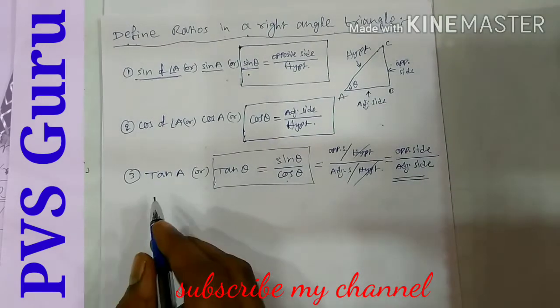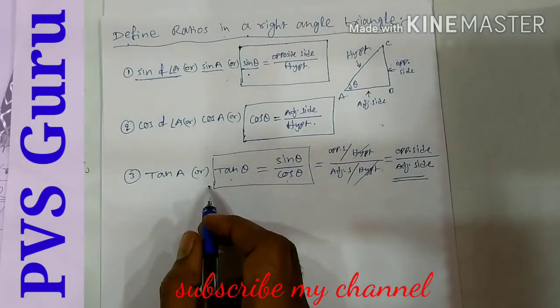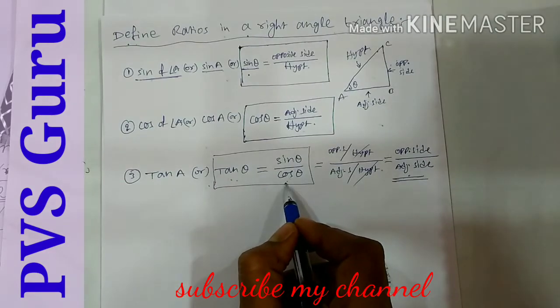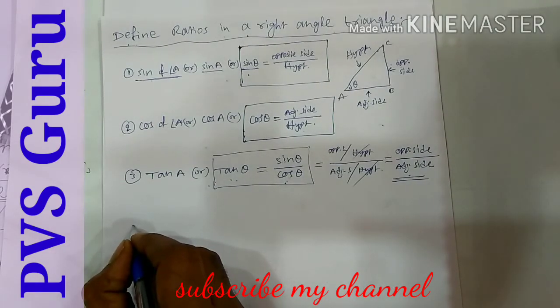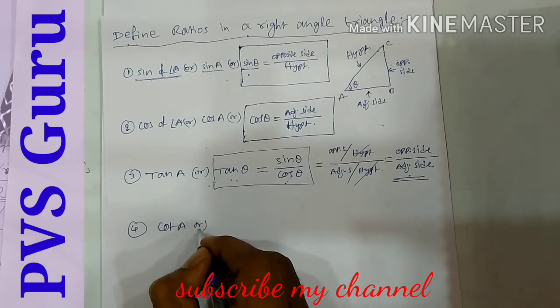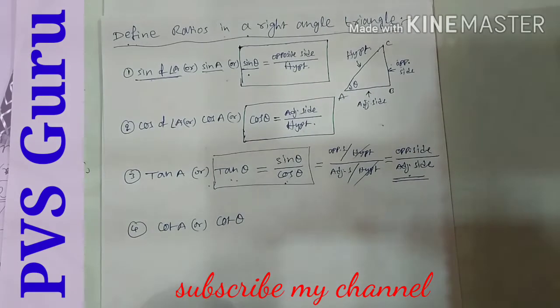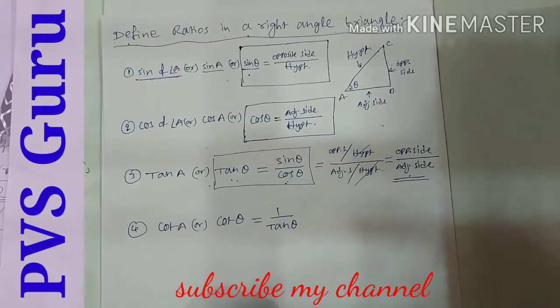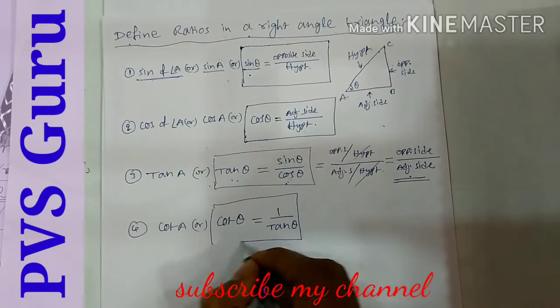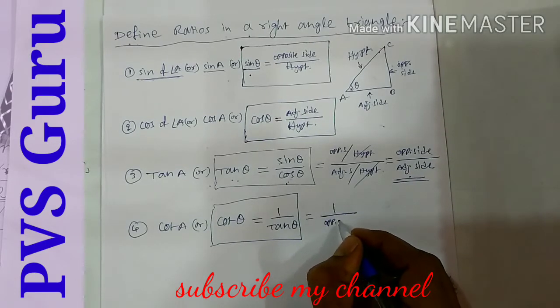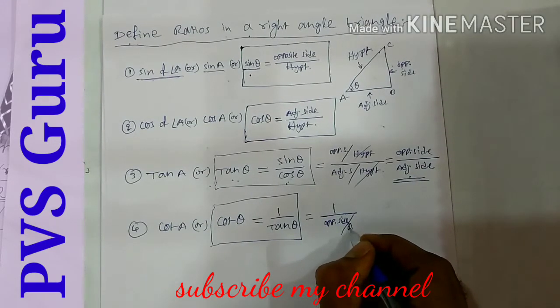So this is the tan theta or tan A formula. Tan A means opposite by adjacent. How it will come means like this, sin by cos. Now fourth one, cot. Cot A or cot theta. So cot theta is a reciprocal of tan, that is 1 by tan. So 1 by tan means tan means opposite side by adjacent side.